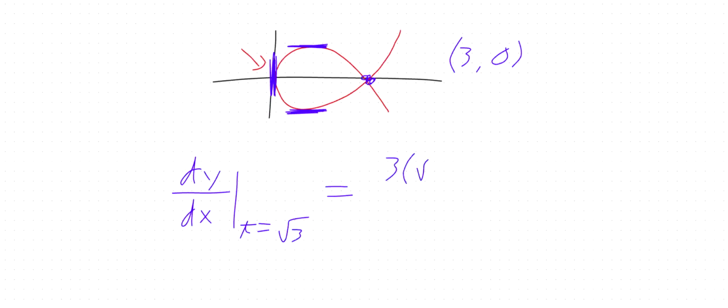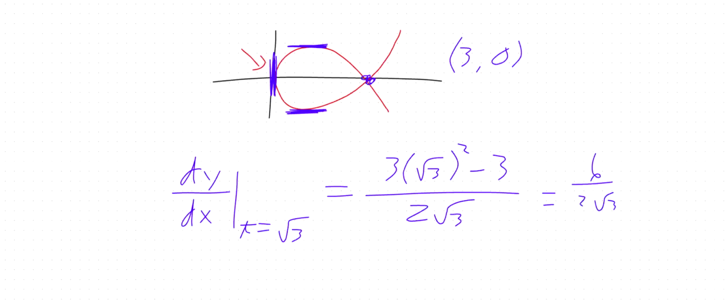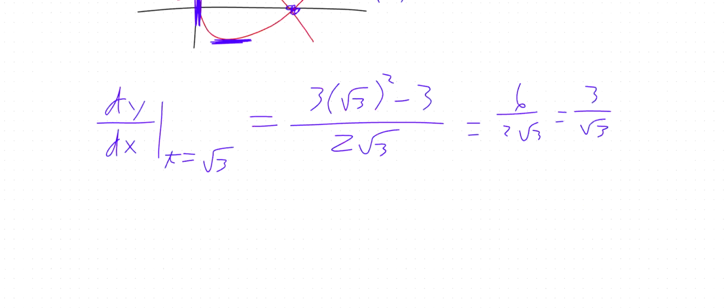we end up with 3 squared minus 3 over 2 square root of 3. So square root of 3 squared is just 3. 3 times 3 would be 9. Minus 3 would be 6. We get 3 over square root of 3, which if you would unrationalize this, the same as square root of 3. So that would be the slope, the part that's going up.